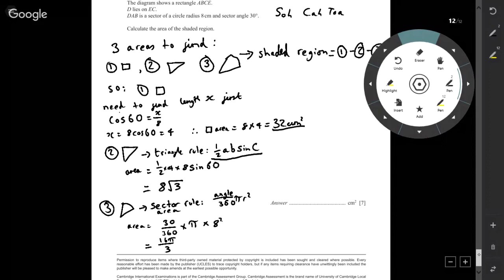So now, simply going to do 32 minus 8 square root 3 minus 16 pi over 3 is the shaded region. And simply just type all of that into your calculator, and it should come out as not a very nice number of 1.3884 blah blah blah. We're going to round that up and give the answer of 1.39 centimeters squared. And that is the area of the shaded region.